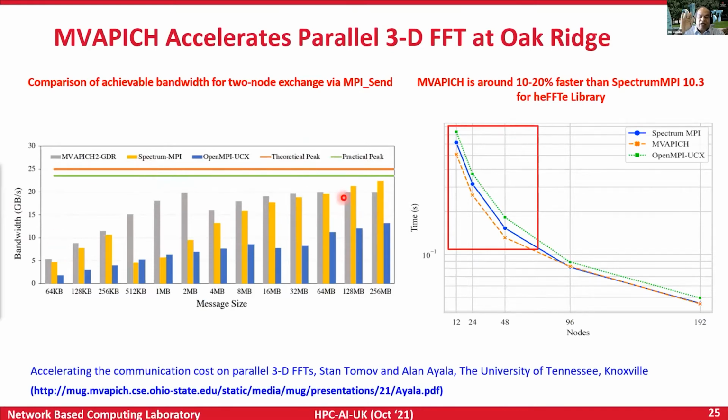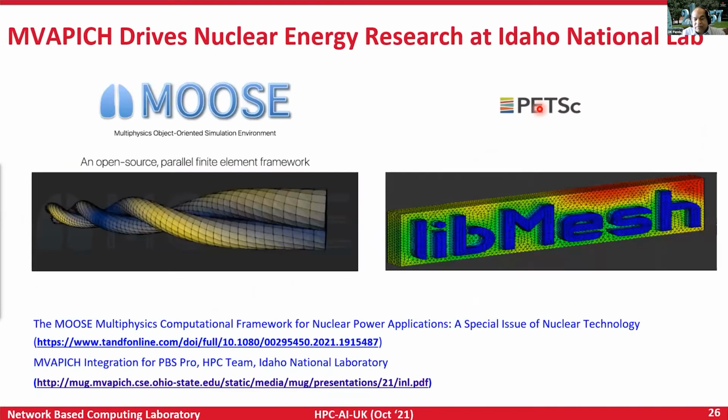MVAPICH2-GDR is very high, able to give you good bandwidth. This is without even compression. With compression, we'll be able to push it even higher. We are working with them. They are running the experiments, and we'll be happy to bring those results to you in the near future. As it says here, compared to even the Spectrum MPI library and other MPI libraries, MVAPICH delivers around 10 to 20% faster performance on the actual HEFFT library.